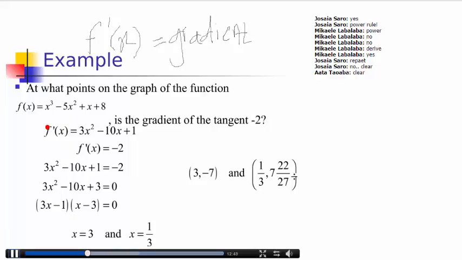So where will I substitute 3 in order to find the corresponding y value? Will I substitute in f dash of x or f(x)? Any idea, anyone? Where will I substitute my 3? Okay, good. So I will have to substitute my 3 in f(x) in order to find the corresponding y value. Substituting 3 in f(x) gives me 1 over 3, and substituting 1 over 3 in f(x) gives me 7. So that's your answer. Anyone having any problem with this before we move further?